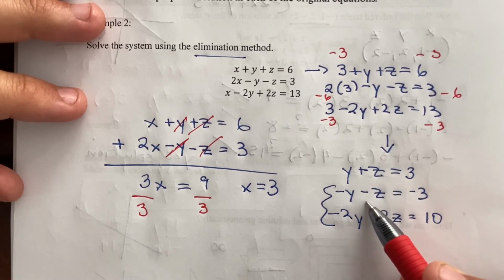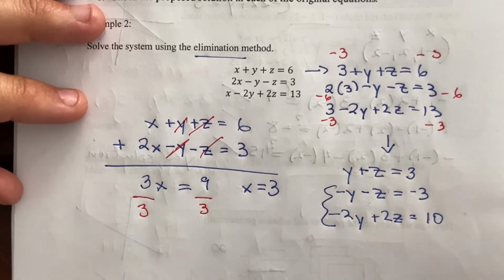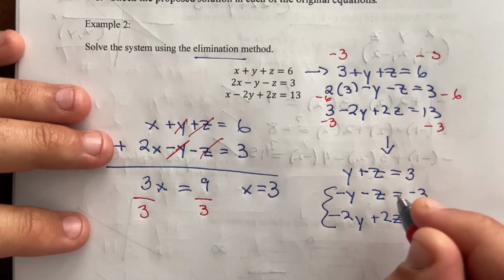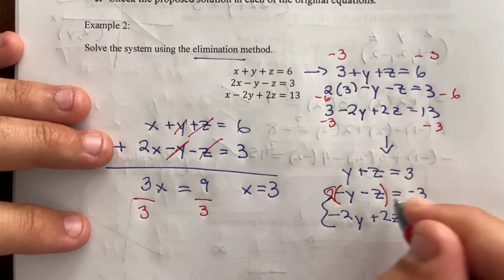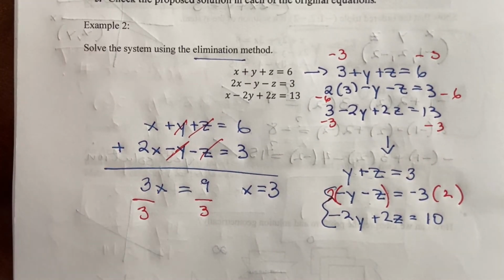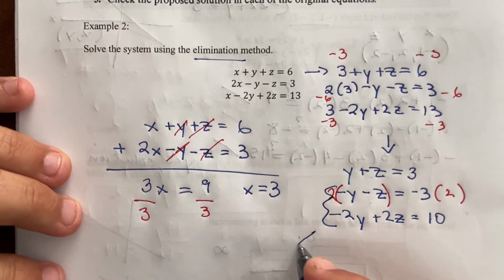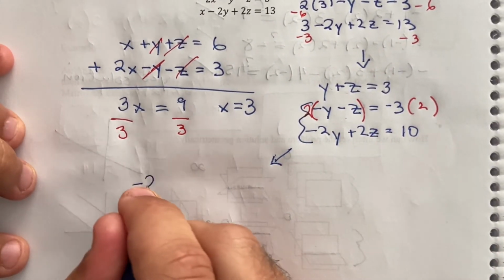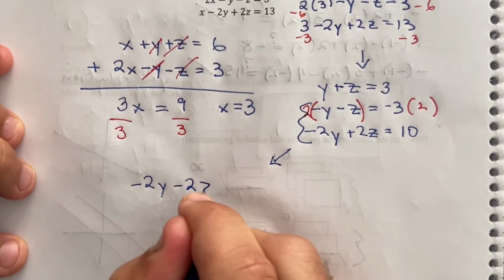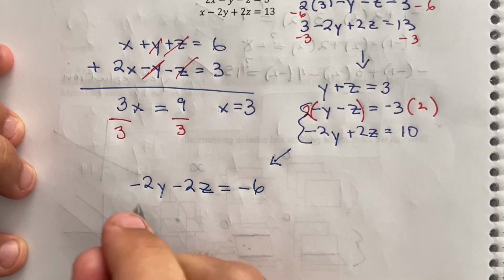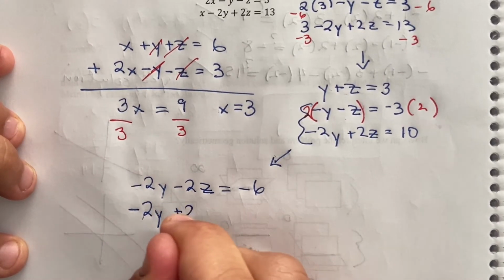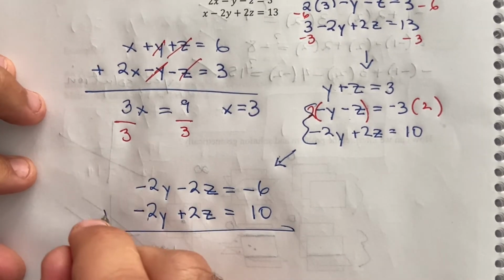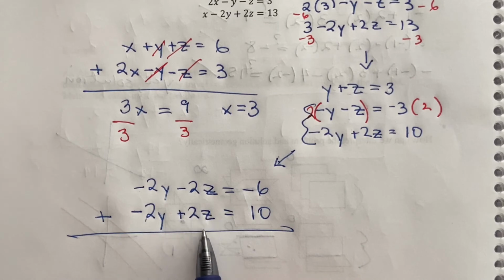So how do I make a negative 2 here? What number do I want to multiply through by? I'm going to choose a 2. I'm just trying to decide where to put that 2, so I'll just sneak that in. So this would now look like negative 2y minus 2z equals negative 6. And then down below we'd have negative 2y plus 2z equals 10. Then when I add, I get the z's to go away.